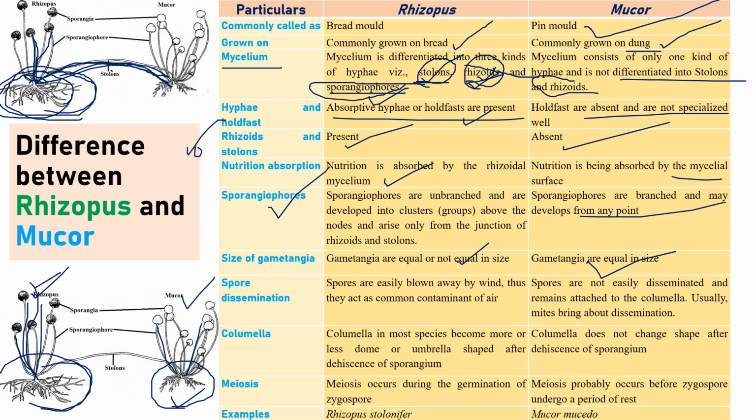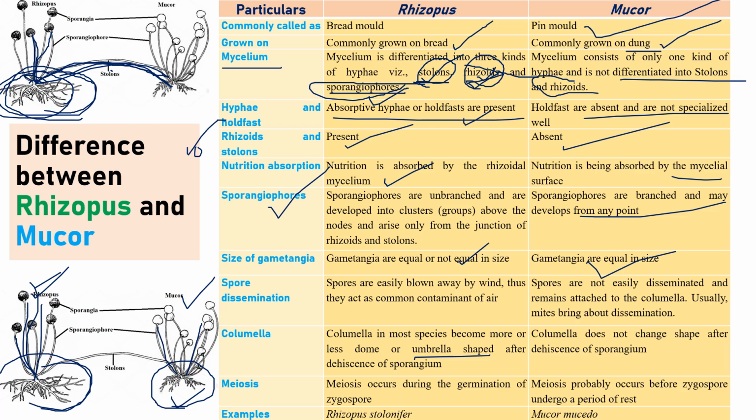But in the case of Mucor, the spores are not easily disseminated, they remain attached to the columella very firmly or strongly, so that it cannot cause any laboratory and air contamination. So that is the thing I want to disclose here. And when it comes to the columella, in most species a more or less dome shaped or umbrella shaped structure will be present in Rhizopus.